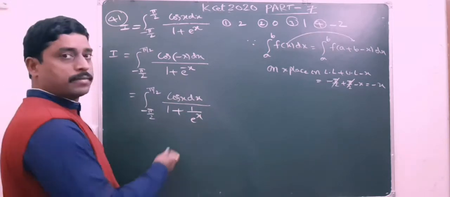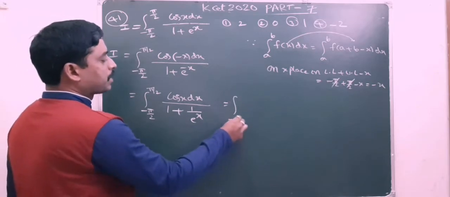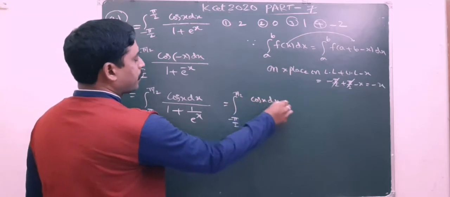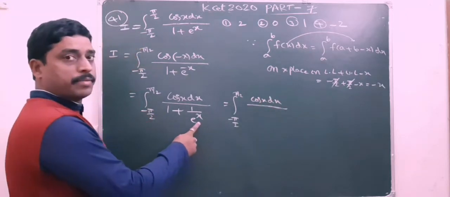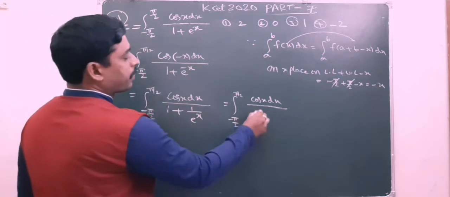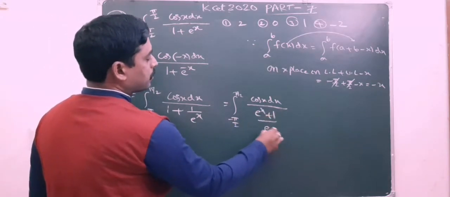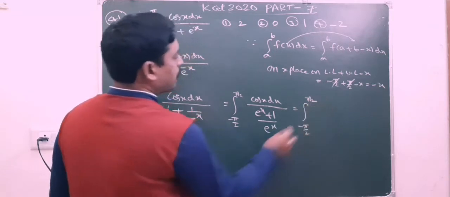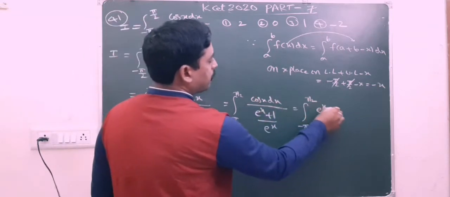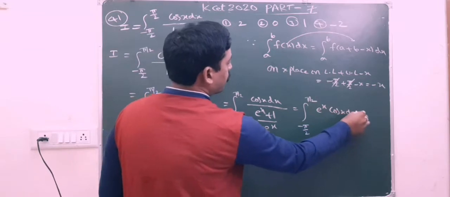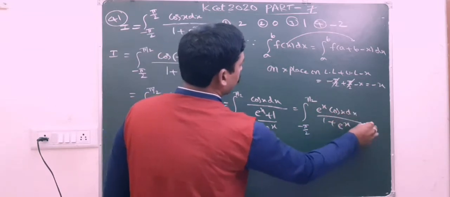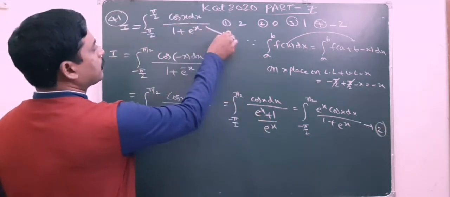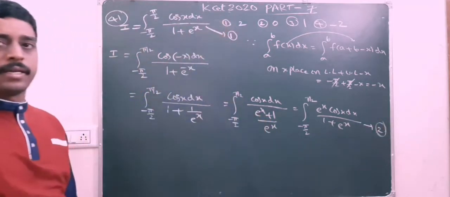So let us take LCM. So integral from minus pi by 2 to plus pi by 2 of cos x dx by, in the denominator LCM is e to the power x, e to the power x plus 1 by e to the power x. So this is equal to integral from minus pi by 2 to plus pi by 2 of e to the power x cos x dx by 1 plus e to the power x. This is equation 2. Given statement, let us take equation 1.